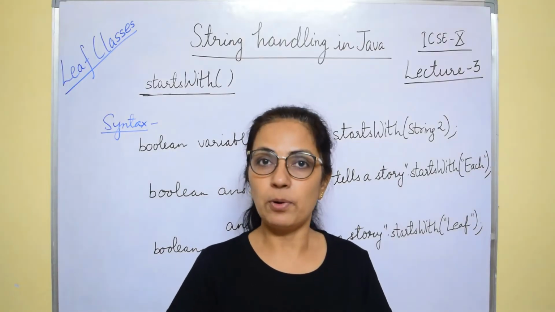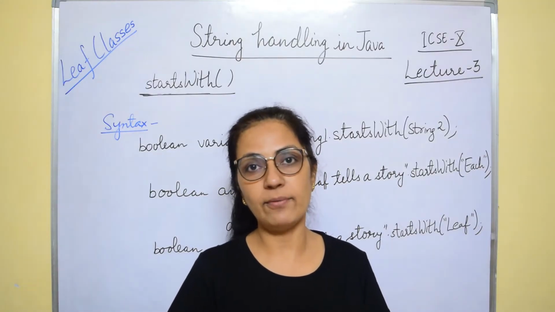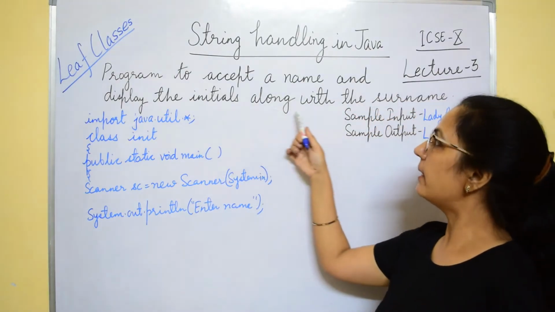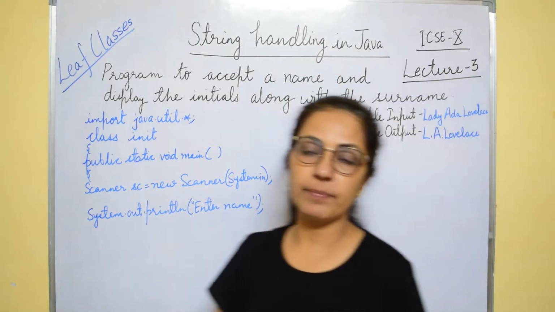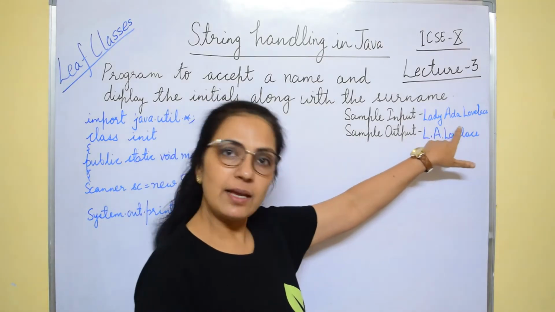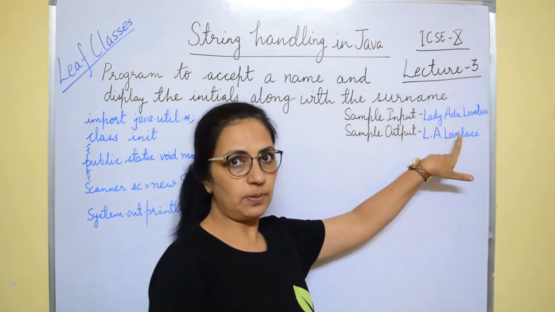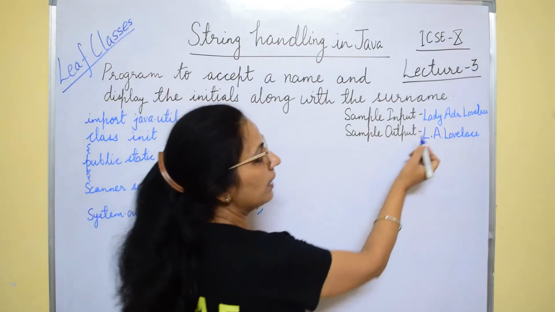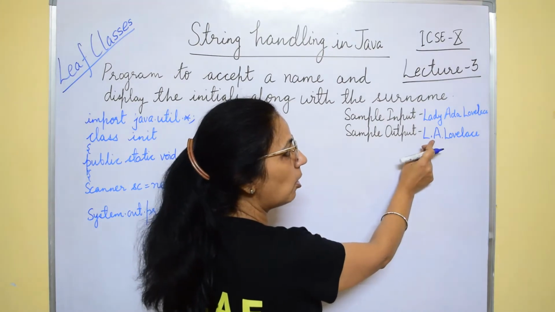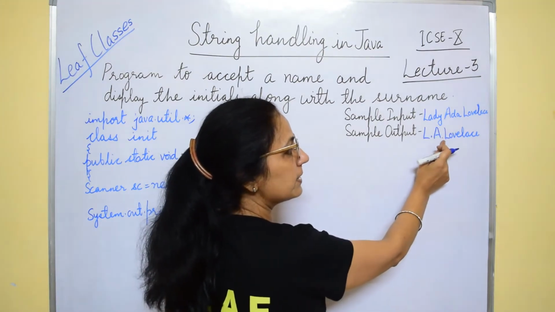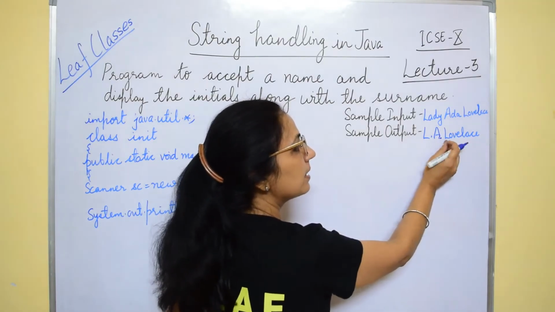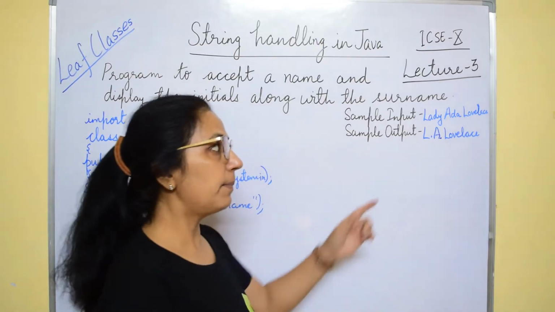Now we will do a program related to the functions which we have done today. The program is to accept a name and display the initials along with the surname. Now, if the sample input is Lady Ada Lovelace, I hope all of you know she was the first lady programmer. So here the output should be the first character of the first word, dot, then the first character of the second word, dot, and then a space, and after that the surname is completely printed over here.